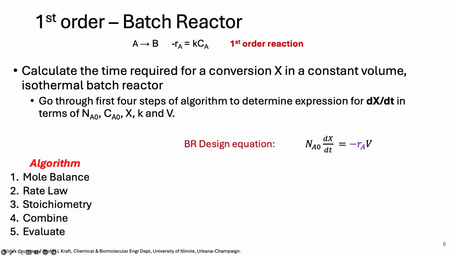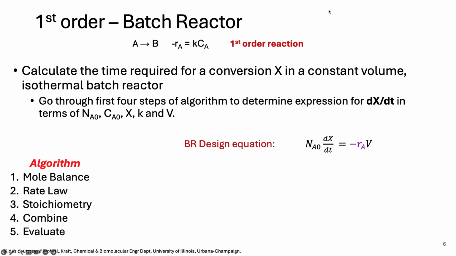So we'll start off simple, considering a first-order batch reactor. So we have a first-order reaction. A goes to B, and we can write our reaction rate, the rate of consumption of our limiting species A, as kCA. In this case, we're again focusing on a batch reactor, so the goal is to determine the time required, i.e. how long we want to leave our reactants in the reactor in order to achieve a desired conversion here in a constant volume isothermal batch reactor.